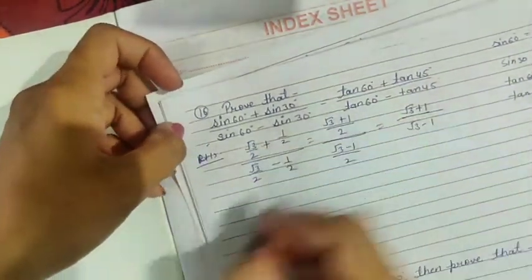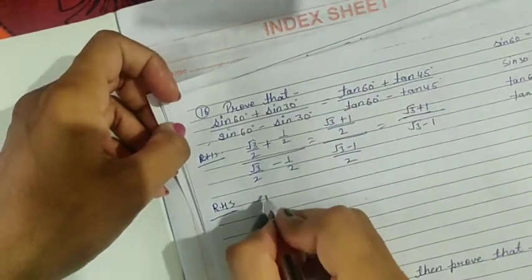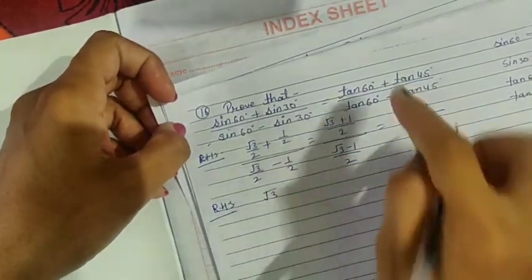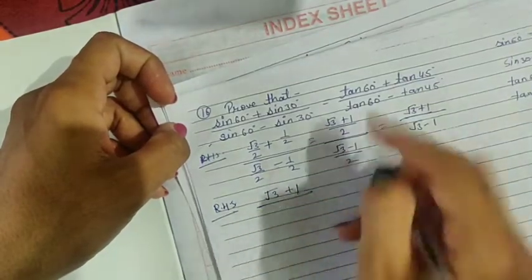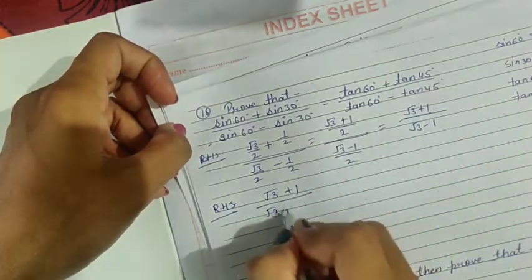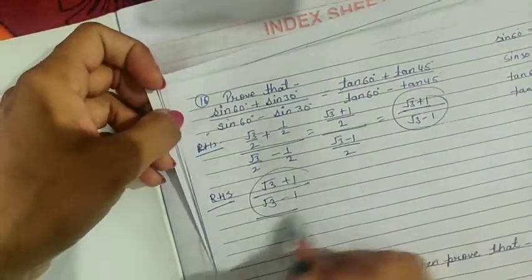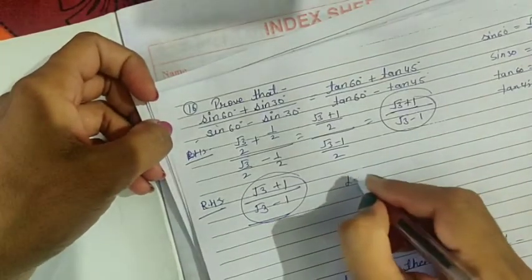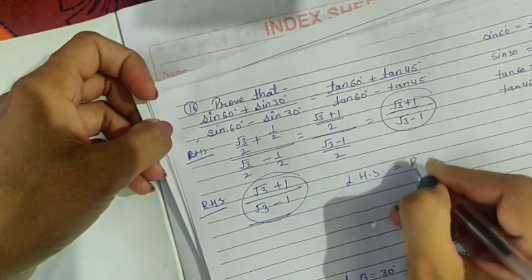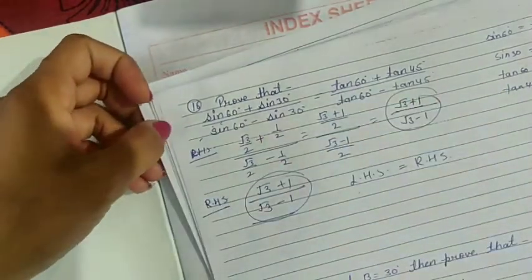Okay. Now we will solve RHS. Tan 60 plus tan 45 upon... The value of tan 60 is equal to root 3, and tan 45 is equal to 1. It means this is our left hand side and this is our right hand side. So left hand side is equal to right hand side. So this is equal to this.